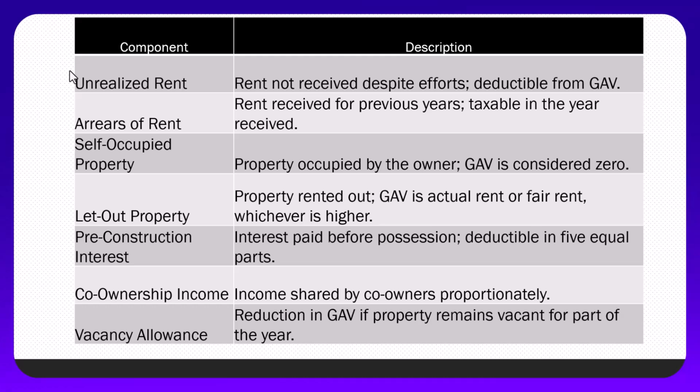Then self-occupied property, property occupied by the owner, GAV is considered 0. If you are owning a house, then there is no rent earned, so your gross annual value is 0, and you don't have to pay any tax, normally. Logically, if you own a house and you are staying there, why should you pay tax? So the government says that the gross annual value is 0 in that case, but if you have taken a loan and you are paying interest on that, you will be allowed the interest. So in that year, you will have a negative income from house property. It will reduce your income tax if you are making a salary income, so you can claim a set off in that year.